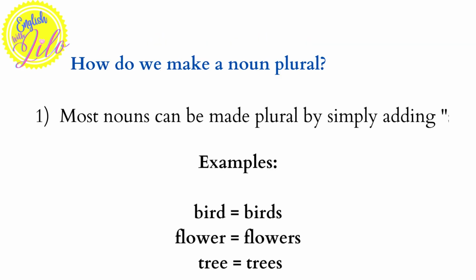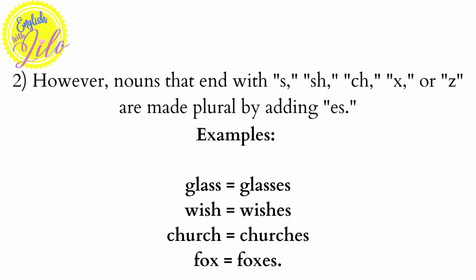How do we make a noun plural? Most nouns can be made plural by simply adding s. Examples: bird, birds, flower, flowers. However, nouns that end with s, sh, ch, x, or z are made plural by adding es. Examples: glass, glasses, wish, wishes, church, churches, fox, foxes.